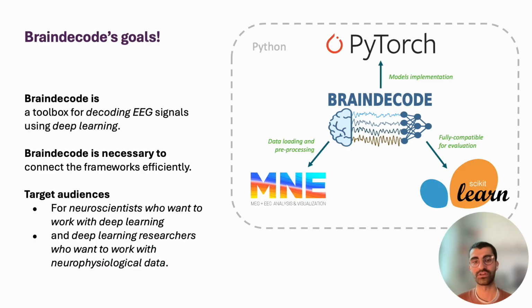So as I mentioned, BrainDecode is a toolbox for decoding EEG signals and brain signals in general using deep learning models. And you may already wonder, why is such a toolbox even necessary? Well, the first thing is that EEG is a very specific data type. You need specific functions to preprocess this data, and you need specific functions also to load the files associated with this data type. On the other hand, you have deep learning.